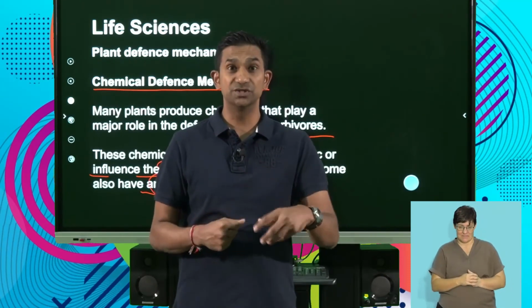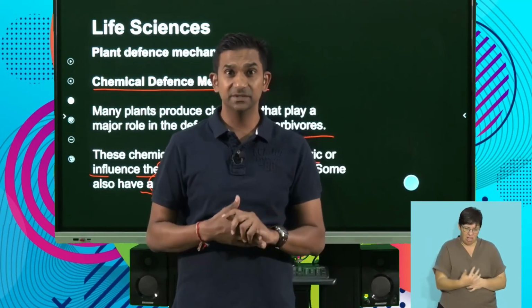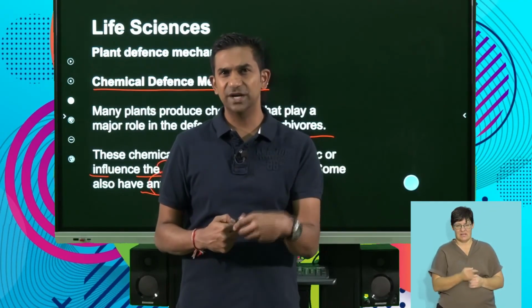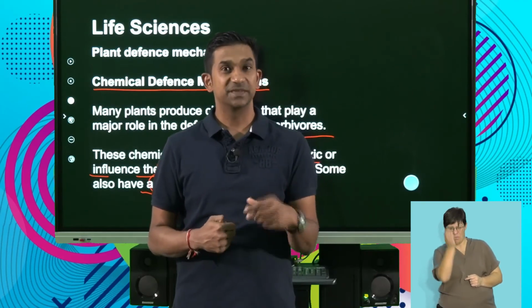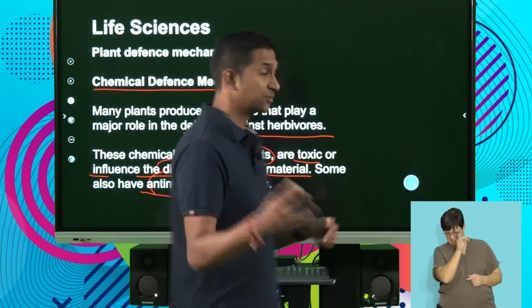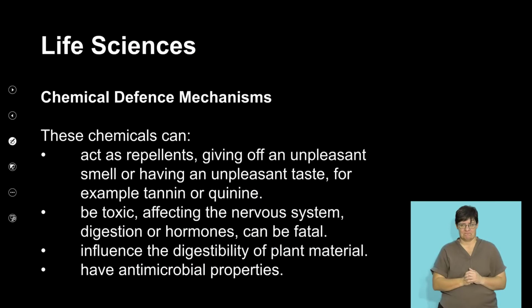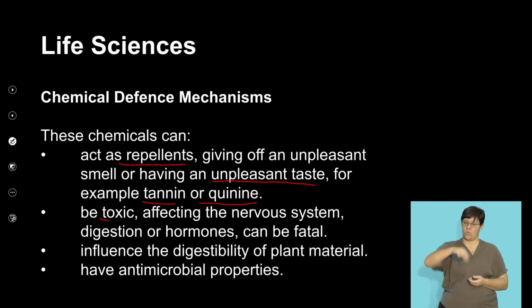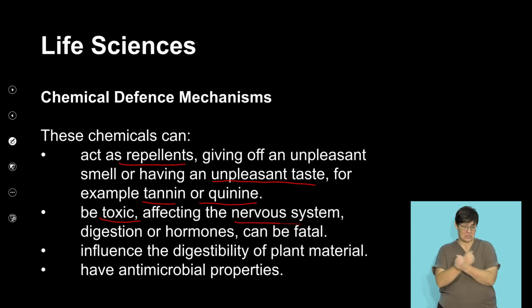And this could induce a process of vomiting in the animal, and this means that once the herbivore has eaten that, it knows that the next time it would stay away from consuming that. So these chemicals act as repellents. They are unpleasant to taste, and they contain chemicals called tannin or quinine. Okay, these can be very toxic and often affect the nervous system and also the digestive hormones in an organism.